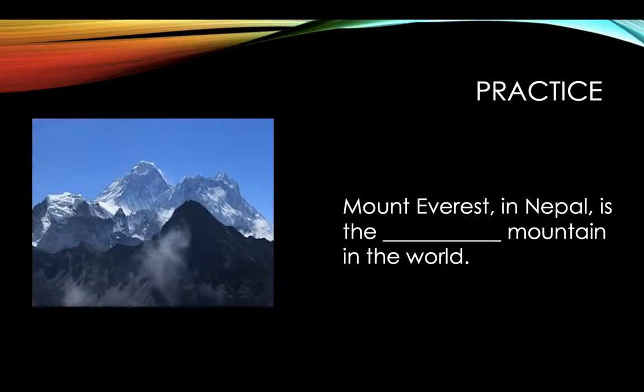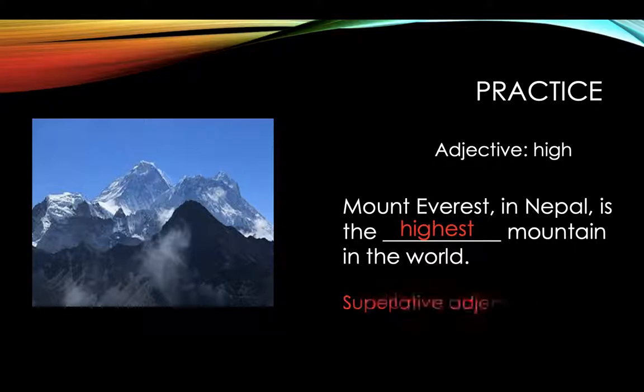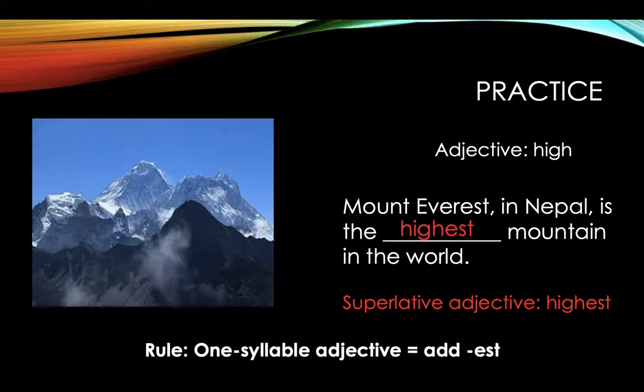So let's practice, okay? Mount Everest in Nepal is the blank mountain in the world. So the adjective I'd like to use is high. So high is one syllable, so it becomes highest. Mount Everest in Nepal is the highest mountain in the world. So the superlative adjective is highest. Because the rule says one syllable adjectives, we simply add est. And notice that it is following the formula, right? It's the plus a superlative adjective.